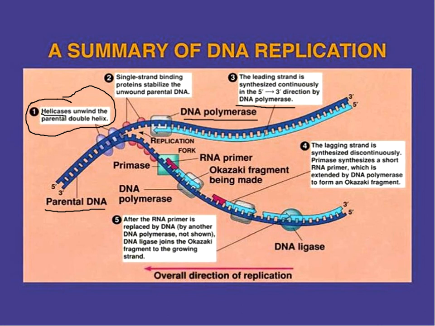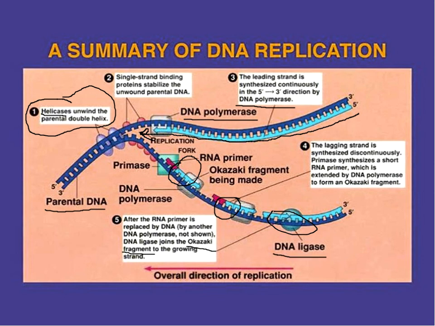So here's DNA polymerase. If it's on the leading strand, it's done in one giant piece. If it's on the lagging strand, 3 to 5, it's done in smaller pieces. And those pieces are called Okazaki fragments. Here's one. Here's one. Here's one. And remember, they're glued together by ligase.